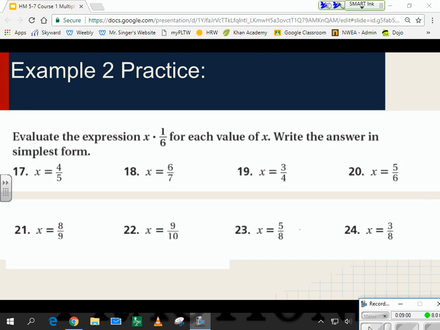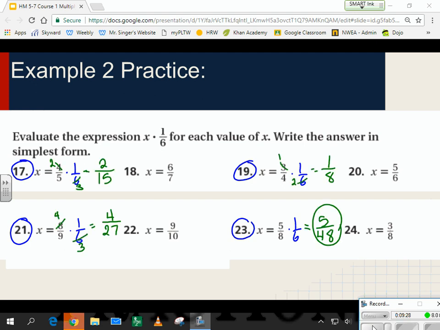All right, so for example 2, let's do the odd problems with this one since we did the evens last one. So 17, 21, 19, and 23. Remember, they're all going to be times 1/6. You're just going to plug and chug 4/5 times 1/6, 3/4 times 1/6, 8/9 times 1/6, and 5/8 times 1/6. So again, you can try to cross simplify it wherever available. Otherwise, just solve them. Good luck.